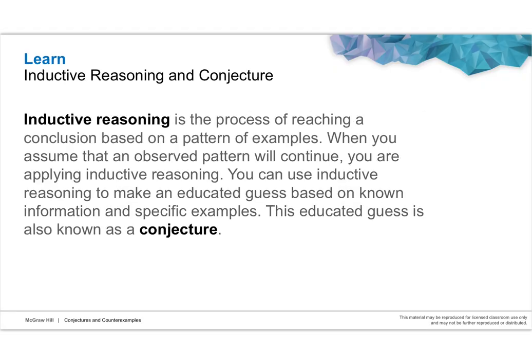So, inductive reasoning is the process of reaching a conclusion based on a pattern of examples. When you assume that an observed pattern will continue, you're applying inductive reasoning. And you can use inductive reasoning to make an educated guess based on known information and specific examples. And this educated guess is known as a conjecture.